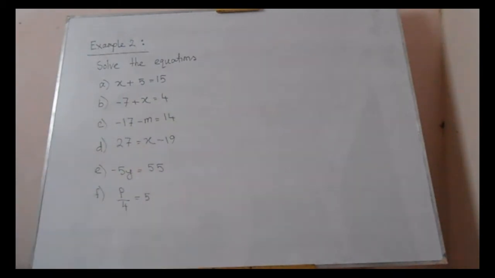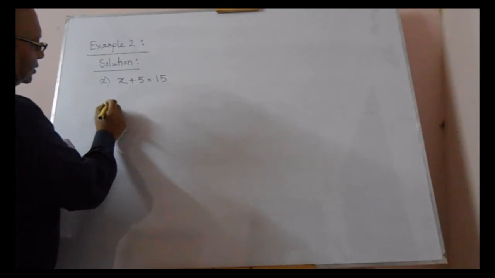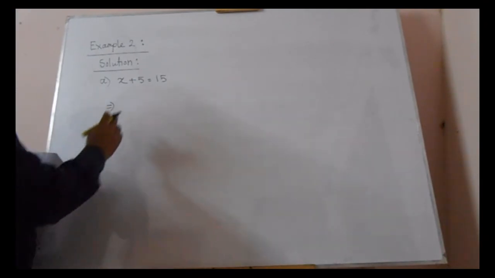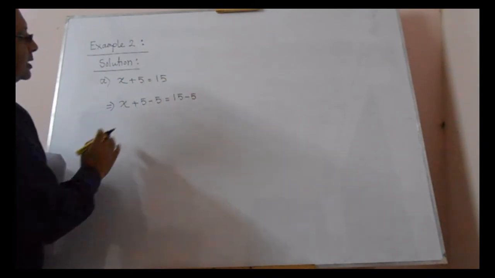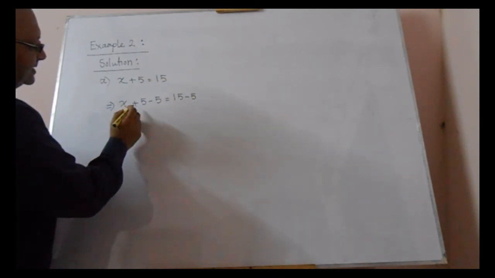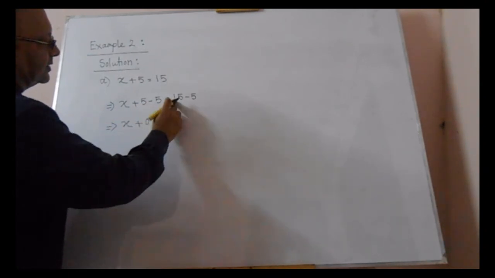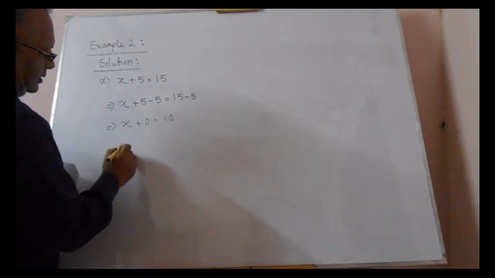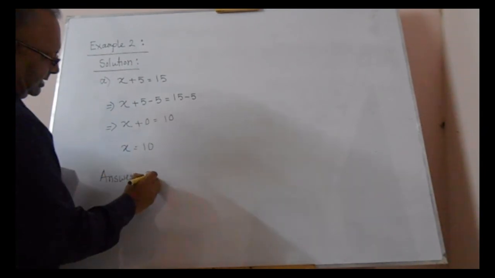This is example 2. Solve the equations. So now we solve all of these equations. This is part A of example 2. So we need to solve this equation. At first, we'll subtract 5 from both sides of this equation so that we can get the value of x. 5 minus 5 equals 0. So x plus 0 equals 15 minus 5 equals 10. Therefore, x equals 10. Answer: x equals 10.